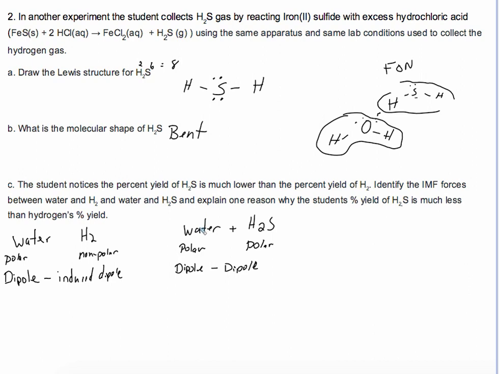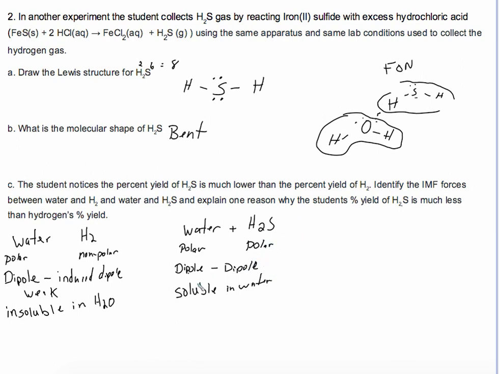Now, use that to explain one reason why the student's percent yield of H2S is much less than the hydrogen's percent yield. Okay, so a dipole, induced dipole, this force of attraction is going to be very weak. And basically that's going to make H2 almost insoluble in water. It's not going to dissolve very well. Whereas with water and H2S, when you bubble the H2S in there, because it has a stronger dipole-dipole attraction, it's going to be very soluble in water.